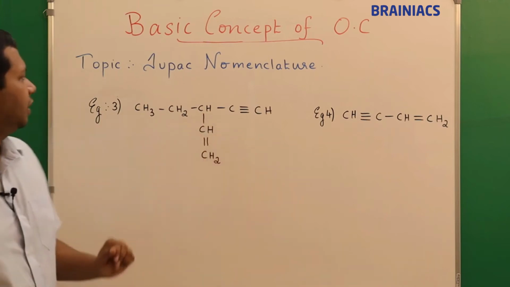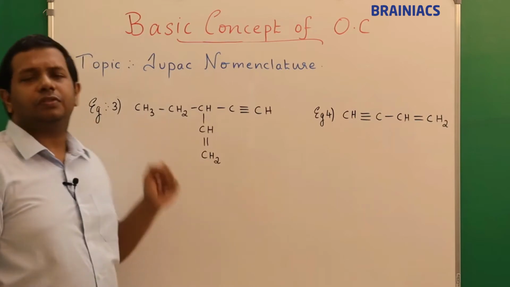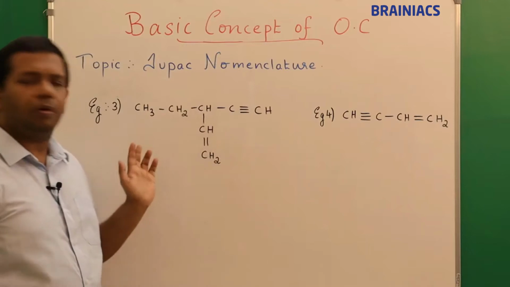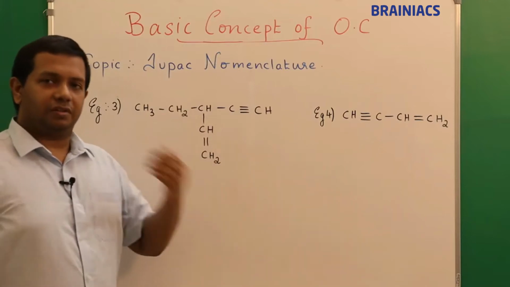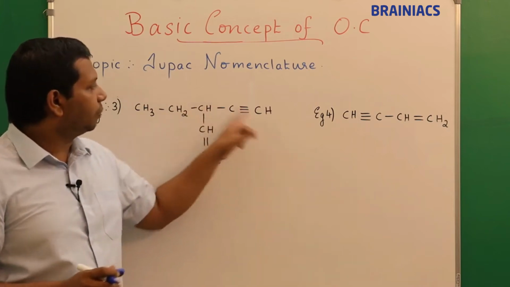So this is the question, example 3. The first step: you need to check whether any functional group is present in the given compound. No, it is not there. What is the next thing to check? Whether any double bond or triple bond is present. Yes, a double bond and a triple bond are present.